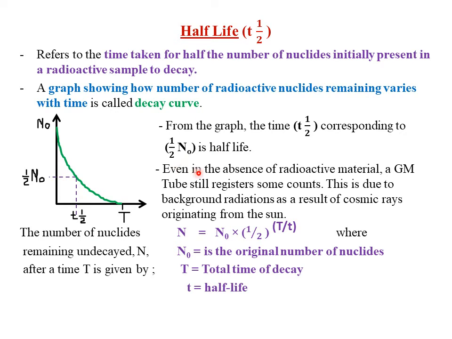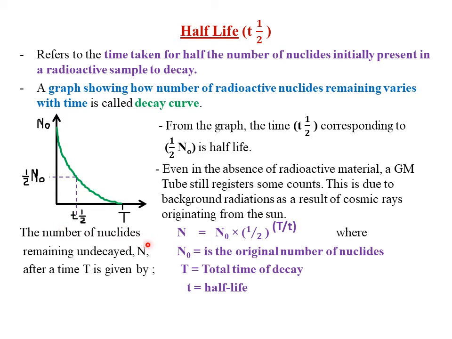Then, even in the absence of a radioactive material, a Geiger-Muller tube still registers some counts. Of course, this is due to the background radiations as a result of the cosmic rays originating from the sun.